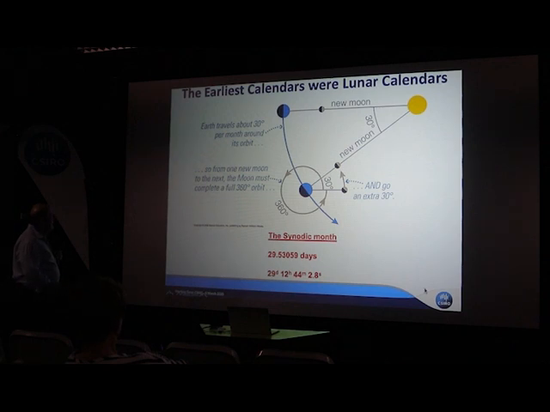So the original calendars, lunar calendars, were based on the synodic month, because that's what they were seeing. They weren't looking at the sidereal rate, they didn't know what that meant. They were looking at the synodic month, that is the time it took to go around to complete its phases.